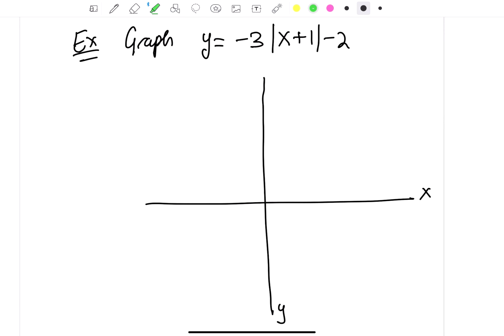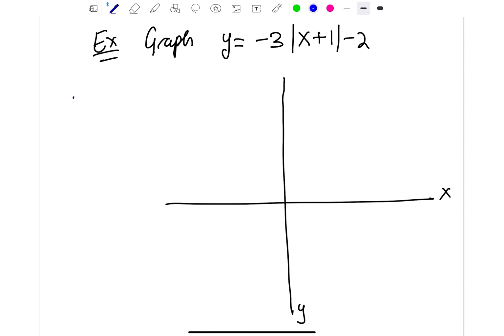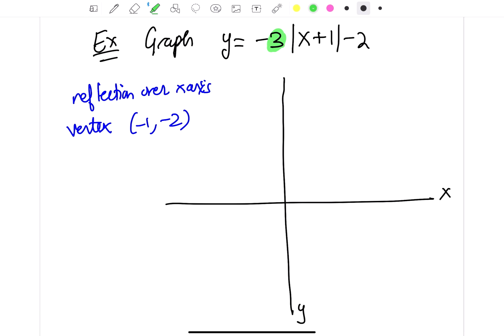Here's an example. We're going to go ahead and make this graph. Let's think about it. We do have a reflection over the x-axis. And the new vertex for this graph would be -1, -2. And from there, the 3 acts like the slope. So let's go ahead and try to graph this function, where we start with x = -1, y = -2. So there's my new vertex, and there is a reflection over the x-axis, so it's going to be opening down, and then we can see the 3 is going to be the slope.